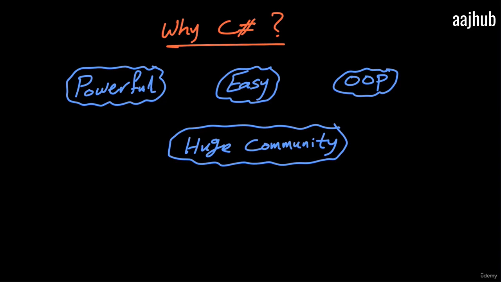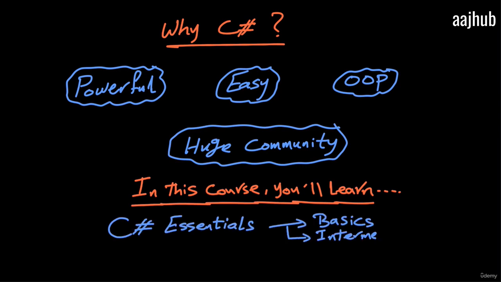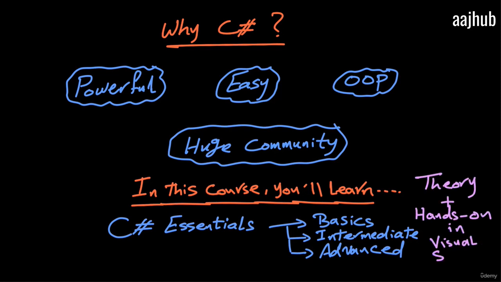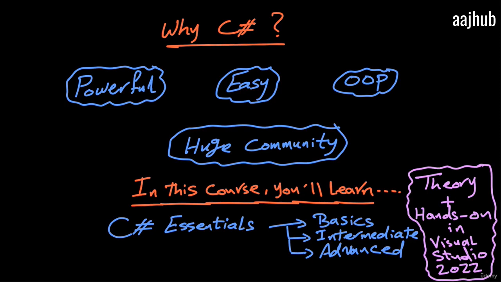Okay, in this course you will learn all the essentials of the C Sharp programming language, which are divided into three parts: the C Sharp basics, the intermediate concepts of the C Sharp programming language, and the C Sharp advanced concepts. And all these parts will be explained first theoretically and then practically using the Visual Studio IDE. We are gonna use the community version for 2022.